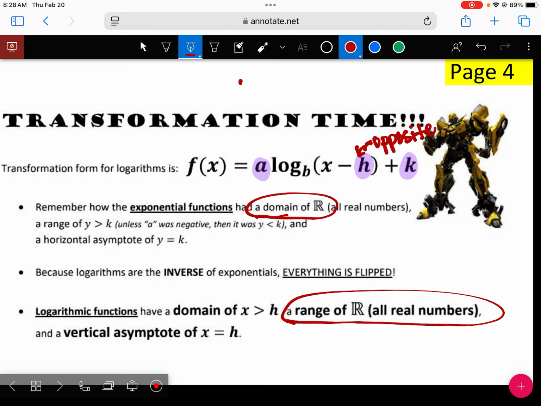Does anybody know what the opposite of horizontal would be? Vertical, yeah. So instead of having a horizontal asymptote, now we're going to have a vertical asymptote. And for exponential, K was the MVP, but now it's H's turn to shine. H is the MVP because H is going to determine your domain and where your vertical asymptote is.